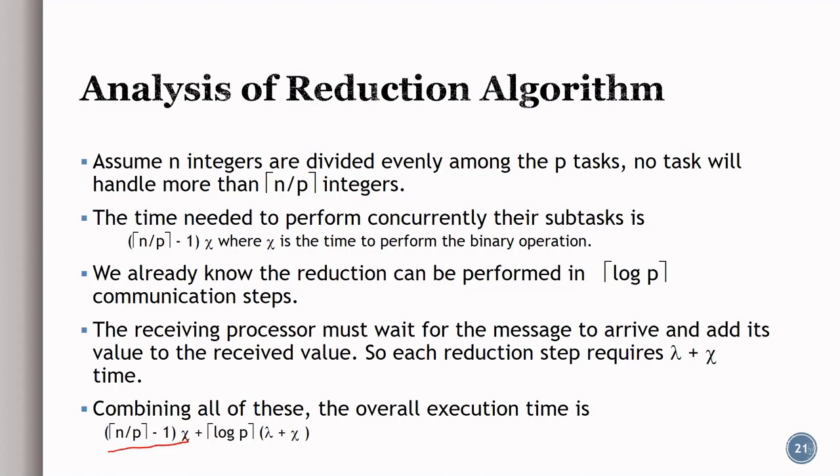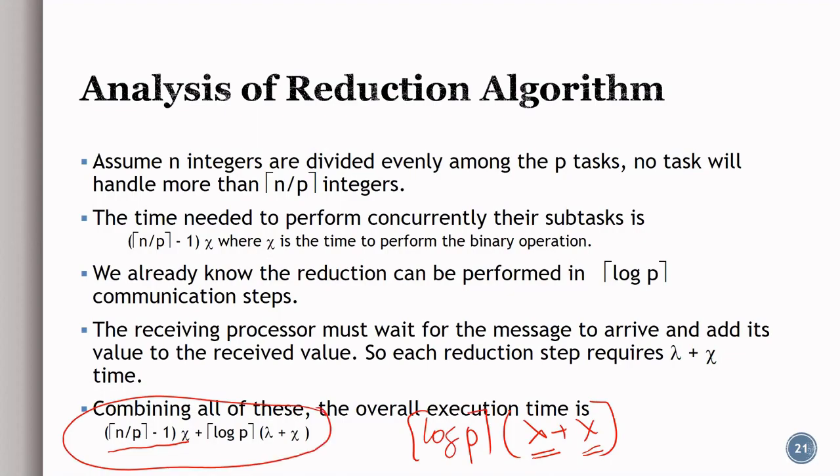So once the individual sums are ready, we need to communicate further between processes as in the communication happening in a binomial tree. If chi is the time needed to do the binary operation, and lambda is the time needed to send and receive the values, and if there are log p steps required, you can see that it will be the ceiling of log p, times (lambda plus chi), where lambda is the time required for sending and receiving, and chi is the time to do the addition. Finally, the total time will be the ceiling of (n by p minus 1) times chi, plus log p times (lambda plus chi).